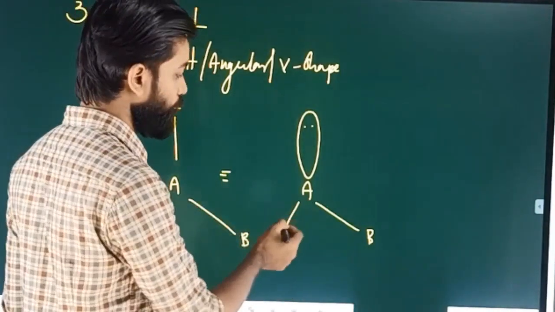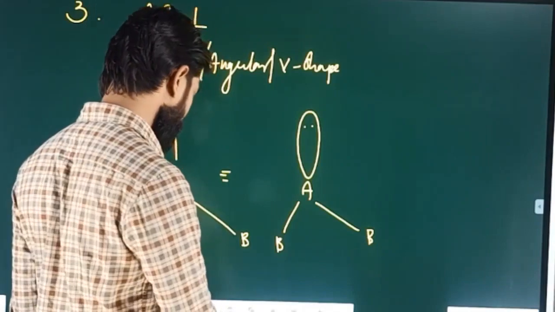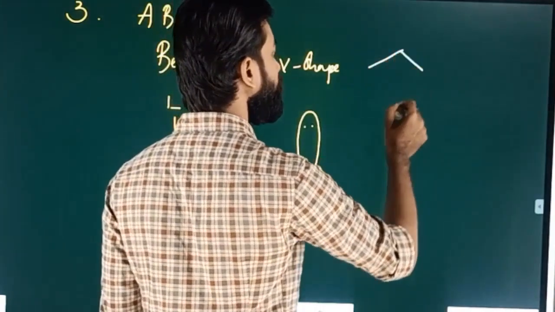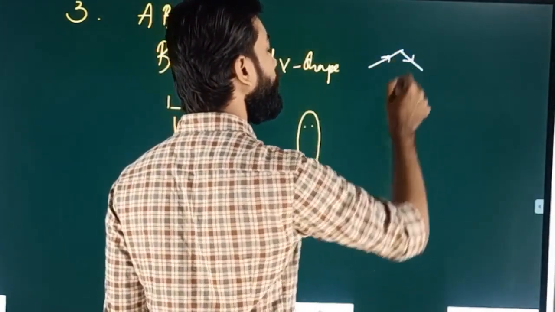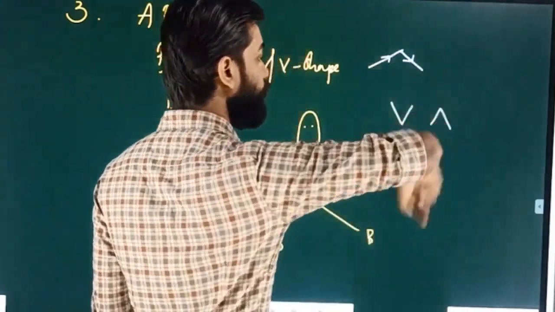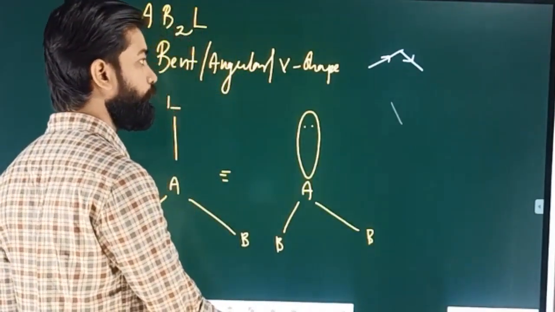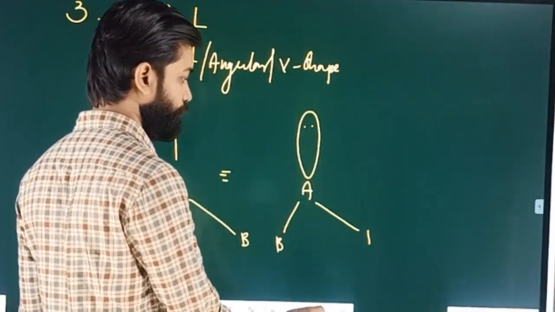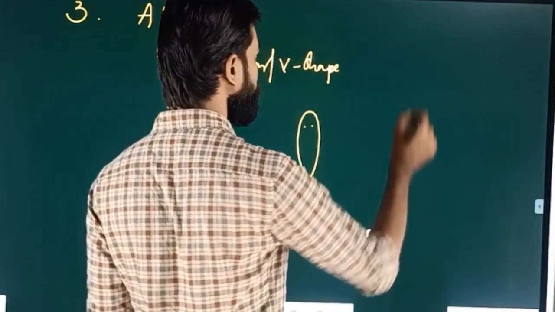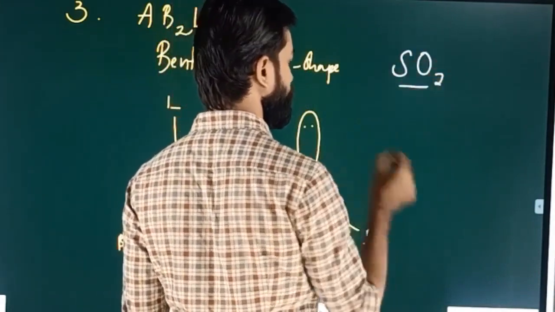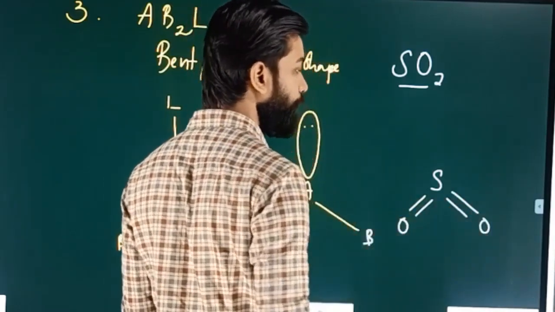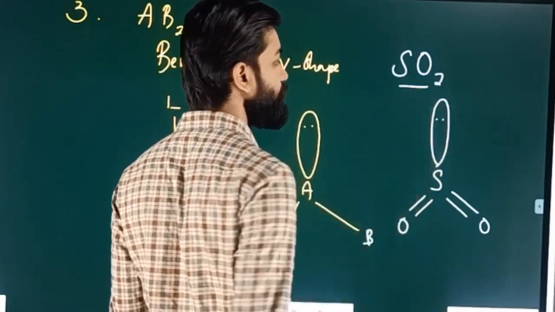Shape means the shape between bonds. So between the bonds, you simply check that there is a bend, or this is a letter V, inverted V shape, or angular. For the example of this molecule, we can give SO2. SO2 has an angular structure like this. This is the structure of SO2.